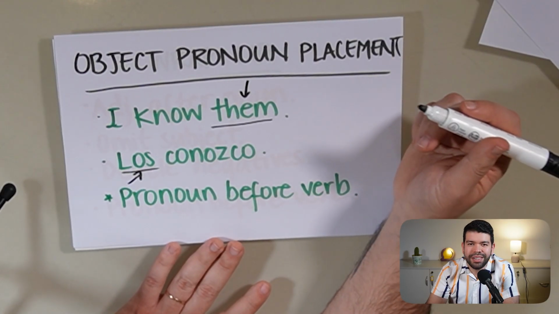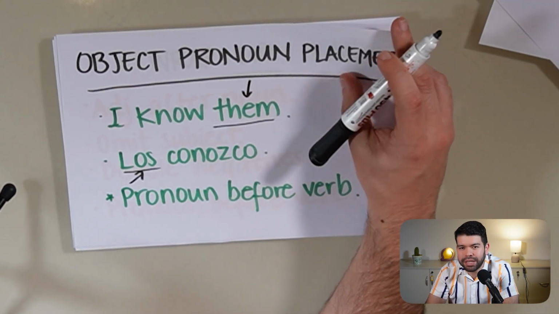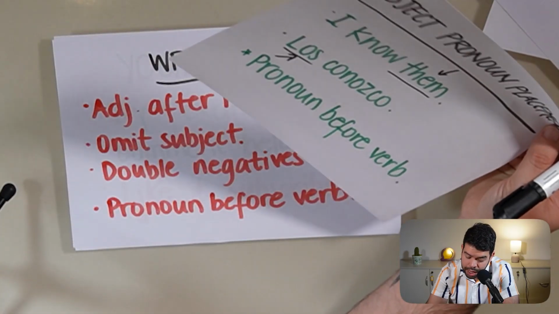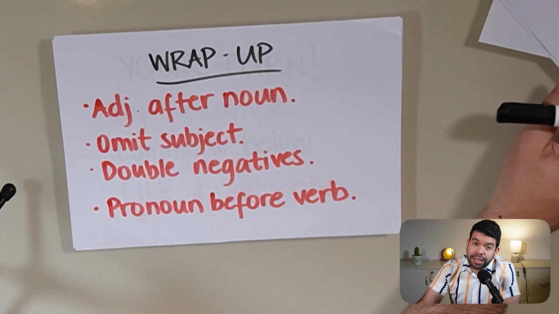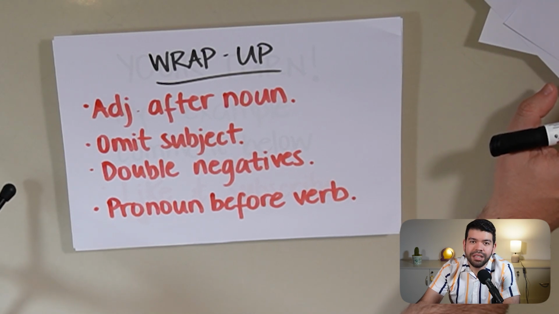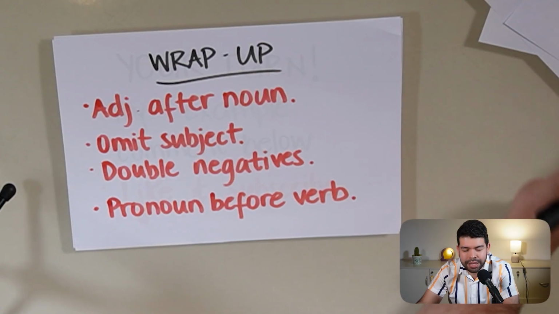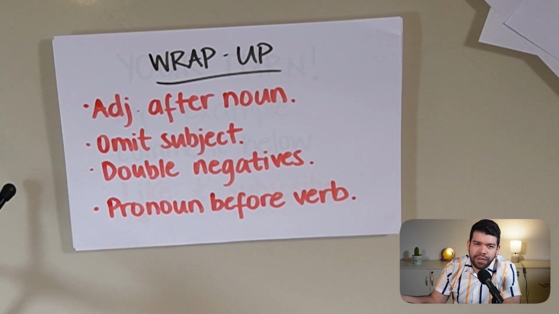Now, sure, there are exceptions. And it gets more complicated with more complex types of sentences, you know? But these are the basics, okay? This is an excellent start to handle the structural difference between English and Spanish. And see, it wasn't so difficult after all.